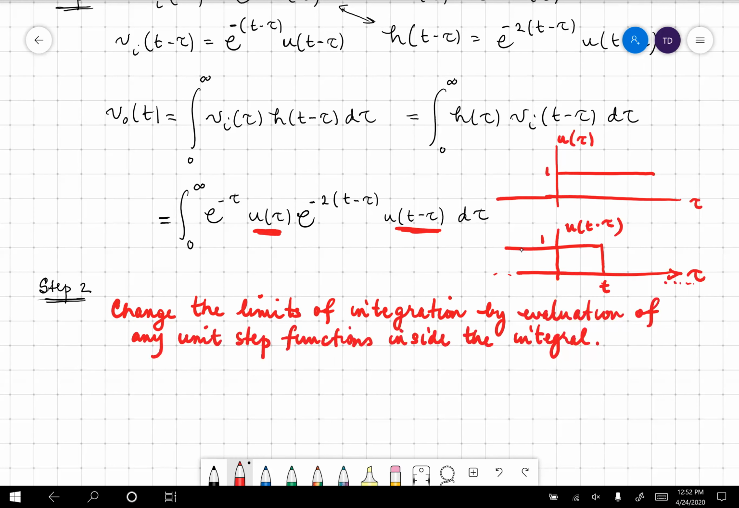All right, so let's start with the first one. This is 0 for tau less than 0. Well, the lower limit is 0 already. Otherwise, for tau greater than 0, it's 1. So we can just get rid of that. The lower limit's taken care of already, correct?